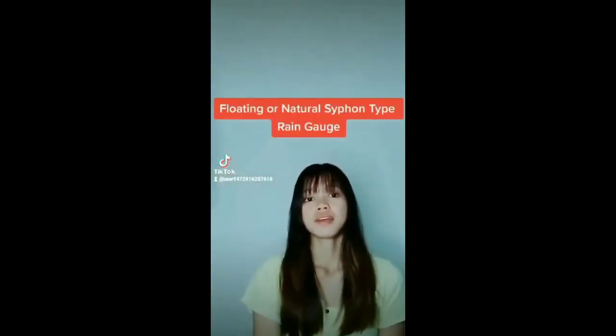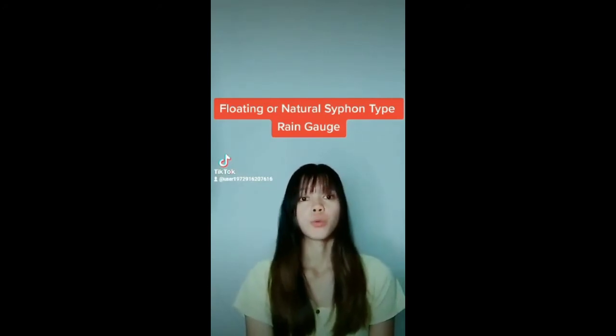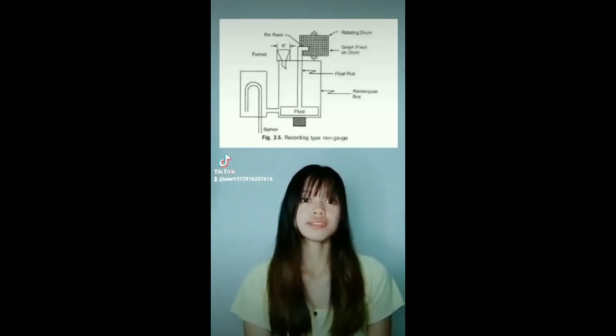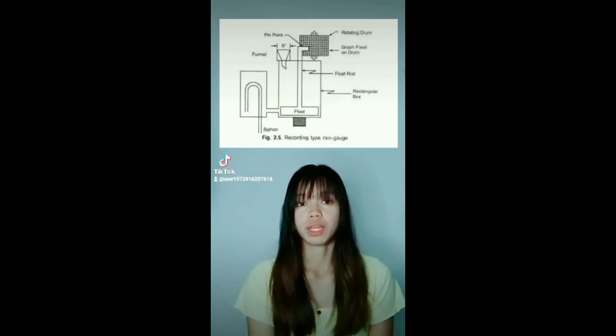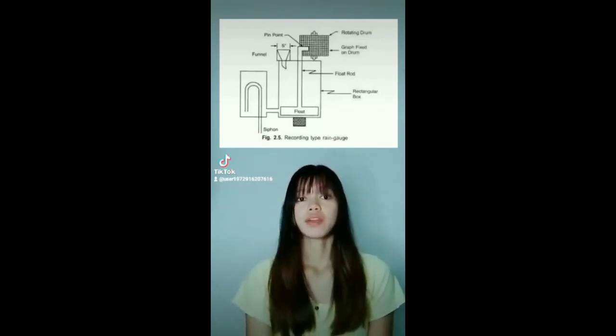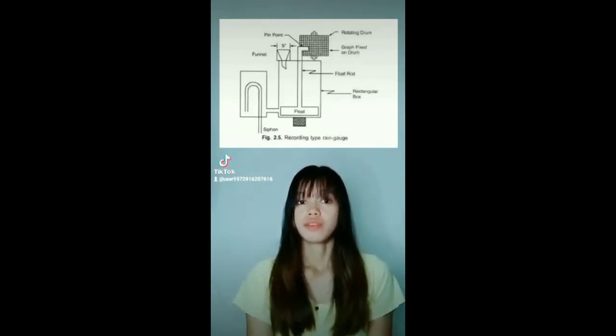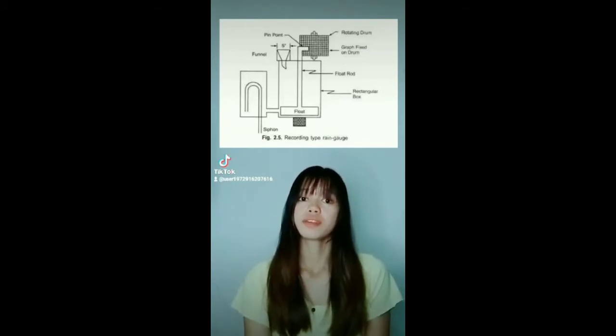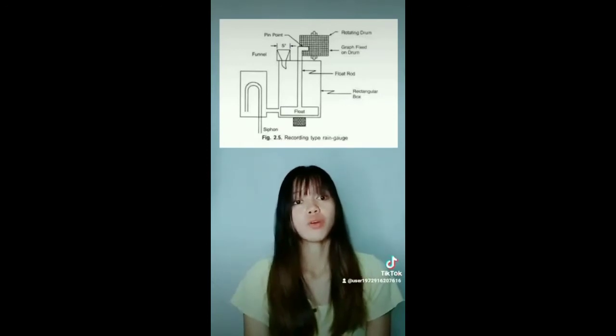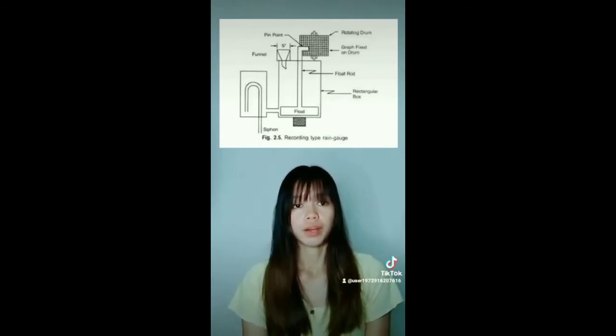Floating or natural siphon type rain gauge. The working of this type of rain gauge is similar to weighing bucket rain gauge. A funnel receives the water which is collected in a rectangular container. A float is provided at the bottom of the container, and this float rises as the water level rises in the container. Its movement is recorded by a pen moving on a recording drum actuated by a clockwork.